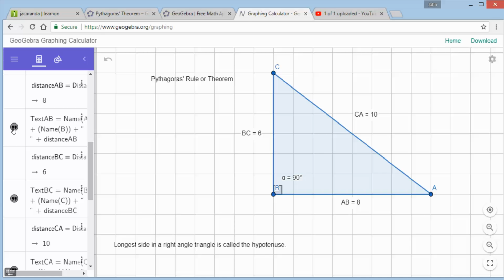So that's how you can find, using Pythagoras, if you have the hypotenuse length and one other side length, the shorter side length, you can work out the remaining third side, the other shorter side length. You have a go.